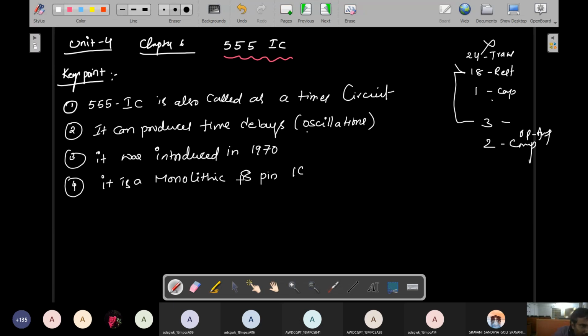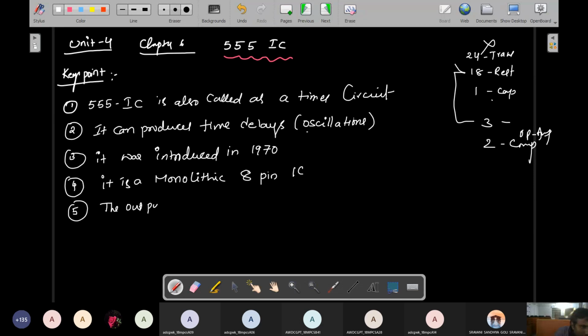Okay, and I'll explain the pin diagram. At that time you can understand what the 8 pins are, and I can also explain the functioning of the 8 pins. Okay, and next, the fifth important point is the output oscillation time.